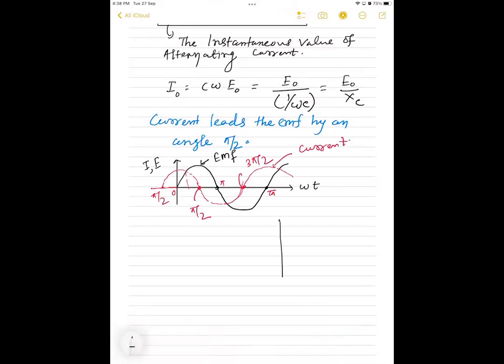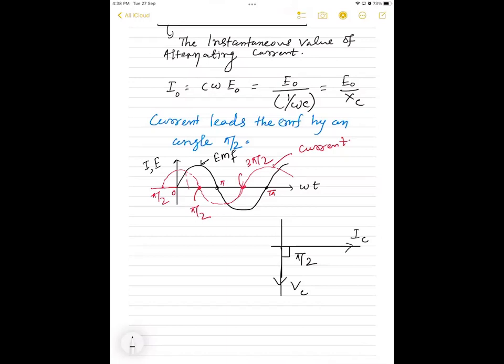So if I draw the diagram like this, taking this one as the alternating current IC, then the voltage lags. That means the voltage will be in this direction, VC, at an absolute angle of pi/2. That's the phasor diagram.